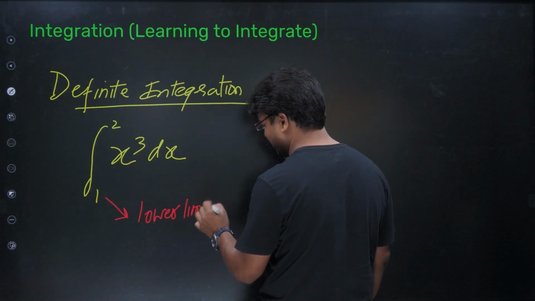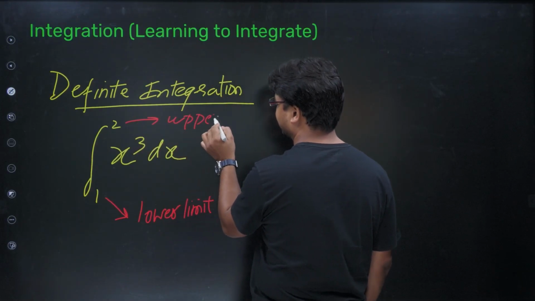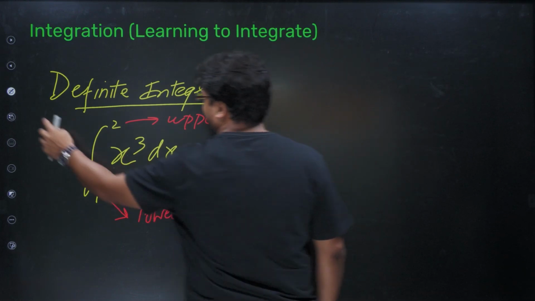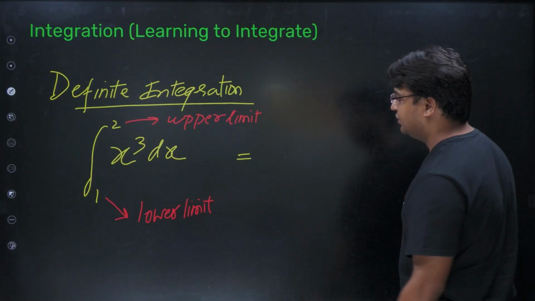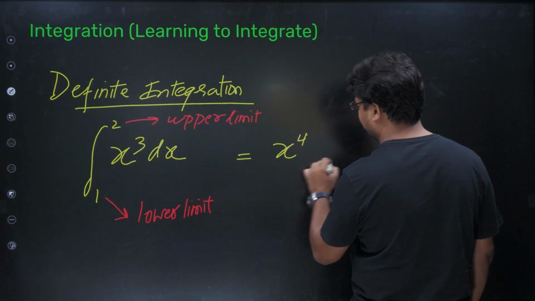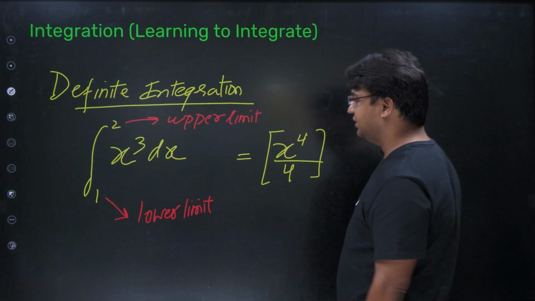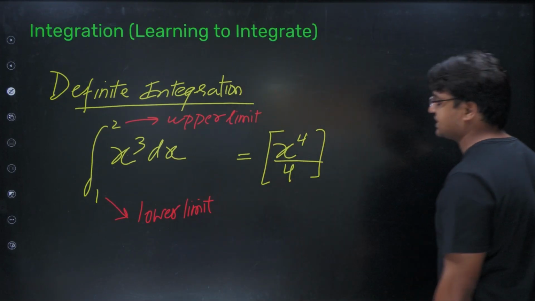This is called lower limit. Okay, this is called upper limit. Okay, now how are we supposed to use them? So what you need to do, you need to finish the integration first. So the integration would be x raised to power 4 by 4. Now you don't need to write the c. Why? I'll elaborate that in the next example.